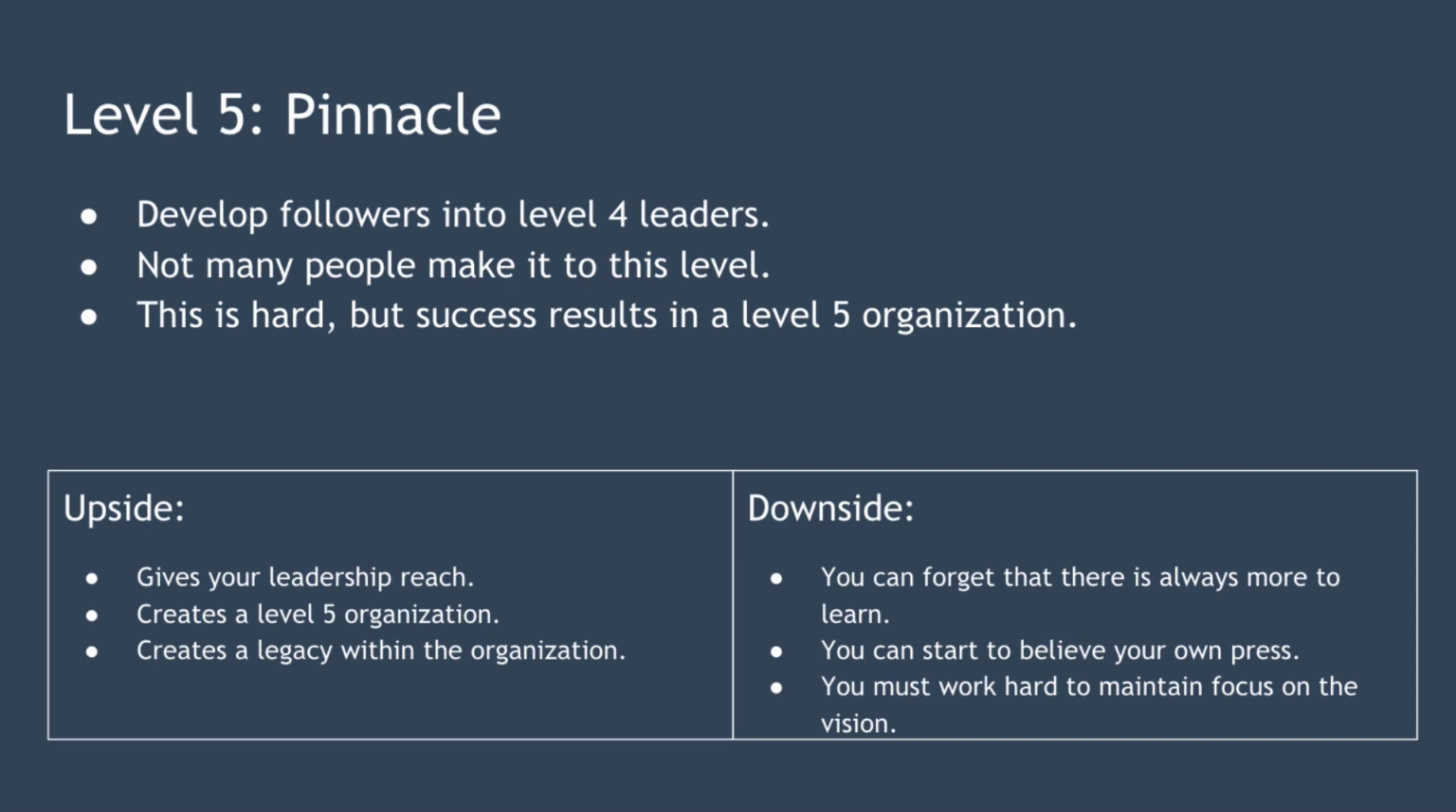So finally, we move on to the pinnacle, the ultimate level, or the 5th level. And at this level, leaders develop their followers into level 4 leaders. Now, this is the highest level, and Maxwell argues that not many people make it to this level, and those that do are naturally gifted leaders. Now, developing leaders who can lead is hard. It takes skill, judgment, and commitment, but if you succeed, you will create what Maxwell calls a level 5 organization, an organization that is functioning at an extraordinarily high level.